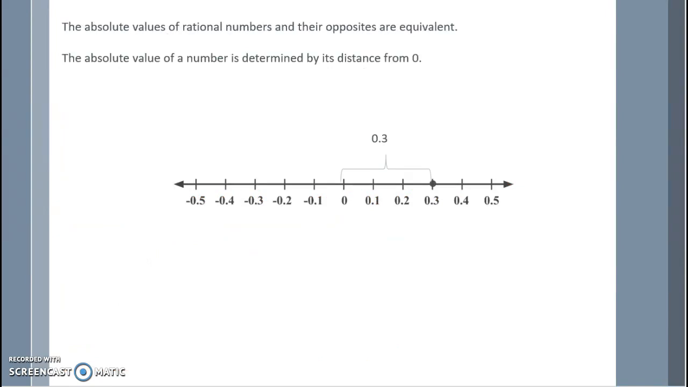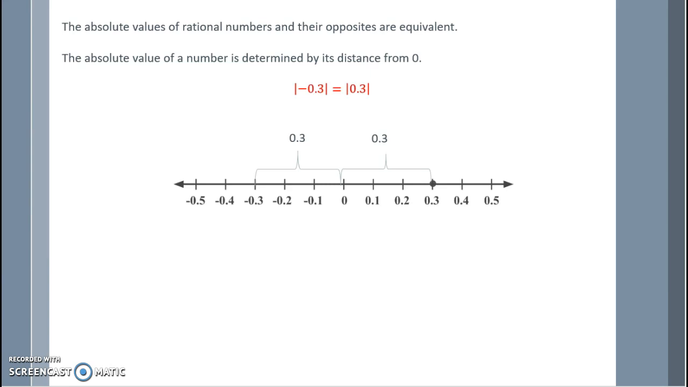The absolute values of rational numbers and their opposites are equivalent. The absolute value of a number is determined by its distance away from zero. So when I look at 0 to 0.3, its absolute value is 3/10. The opposite of 3/10 is negative 3/10. Negative 3/10 is also 3/10 away from zero.